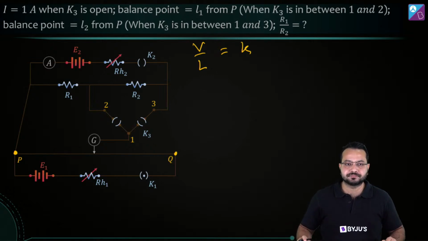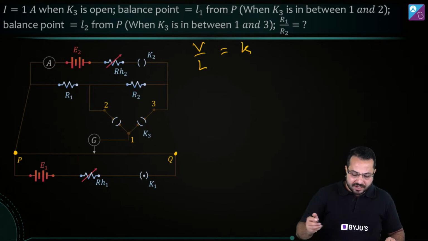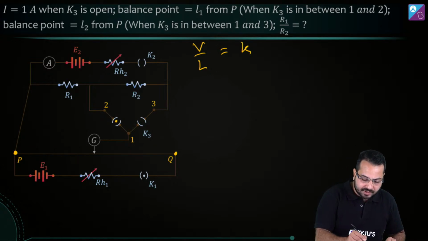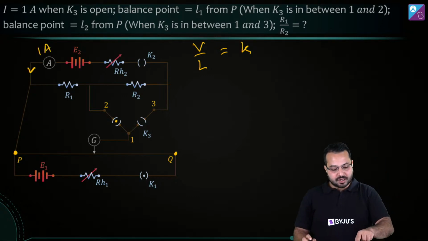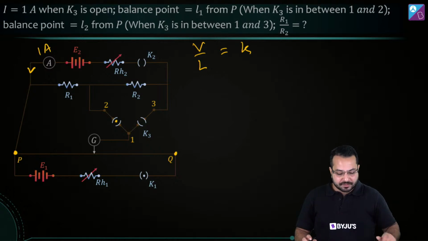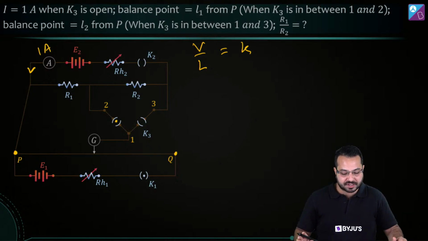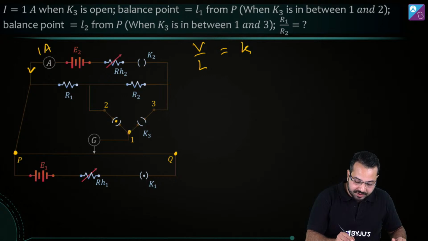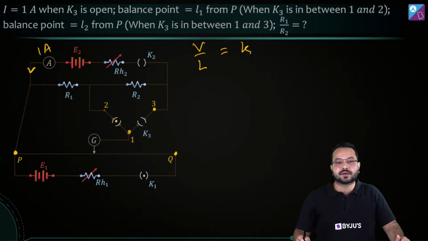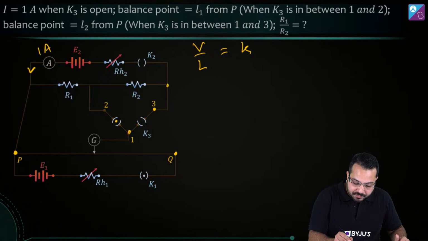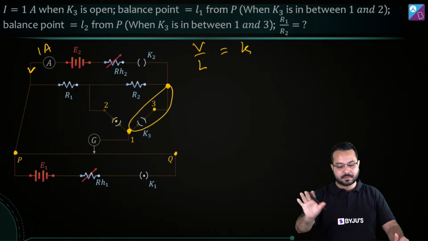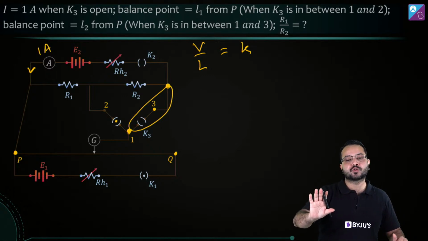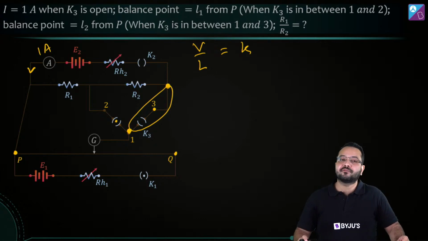Okay, clear? Now we have closed this switch, and the current here is 1 ampere. Now see what the circuit is. This part of the circuit is an open circuit, so from this point to this point, you don't need to look at it. It is not part of our circuit. Just forget about that.